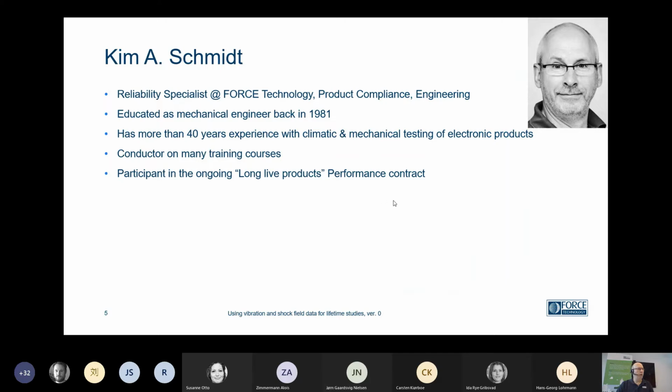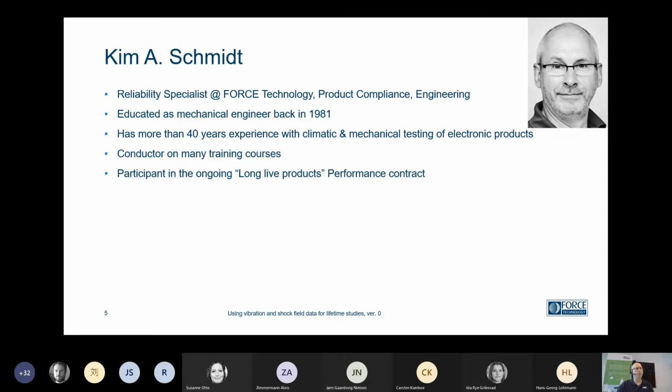A little bit about myself. I'm a reliability specialist here at Force Technology. Earlier it was called, way back in the past century, Elektronikcentralen, and then it was Delta, and now we are part of Force Technology. I worked in a business unit called Product Compliance, where we check that electronic products can fulfill the given requirements, and I'm in the team called Engineering. We are the more practical, doing practical physical testing. I was educated many years ago, back in 1981, and since then I have worked for more than 40 years with climatic and mechanical testing of electronic products.